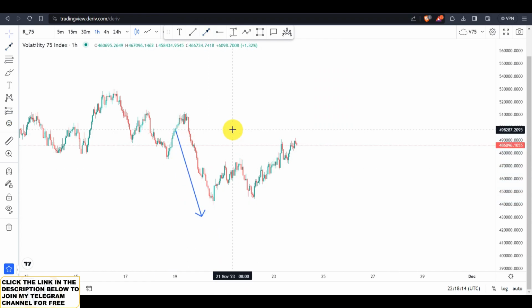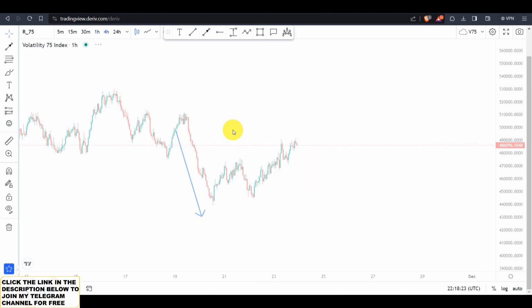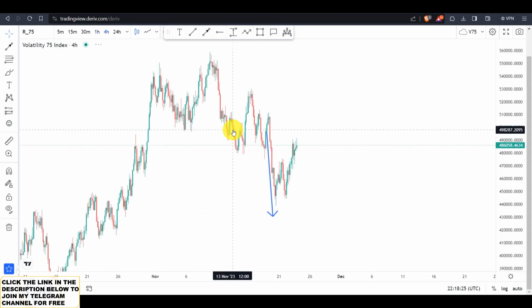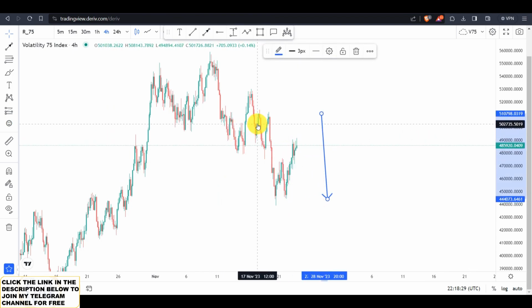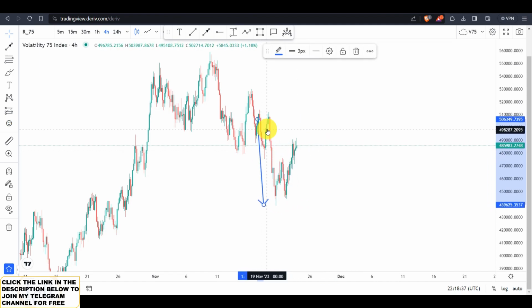So first thing is first, we as day traders must start doing analysis on the 4-hour time frame. So I will shift this market to the 4-hour time frame so that we can get a general picture of where this market came from. Now we can see right here on volatility 75 index, and we are on the 4-hour time frame. You can see this market was previously very strong on a downtrend, or bearish trend.